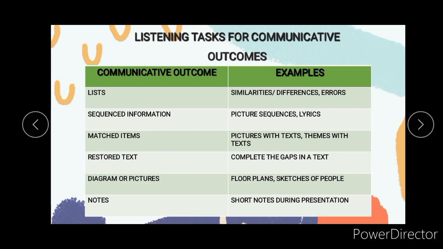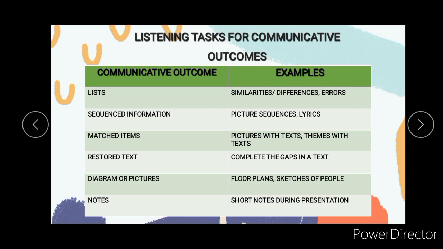Here we have the listening tasks for communicative outcome. We have two columns. The first column represents the communicative outcome and the second column represents the example. In communicative outcome, we have the list, sequence information, match items, restored text, diagram or pictures, and the notes. In list, the given example is to give the similarities or differences.